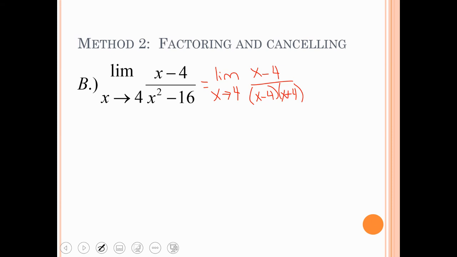So the idea of factoring and canceling is I can see that the denominator factors, and then I can cancel those out. So the limit as x approaches 4. Now I got rid of the issue in the denominator, and I can plug in 4. Once you plug in 4, then it's no longer the limit, you're finding the limit. So the answer is equal to 1/8.